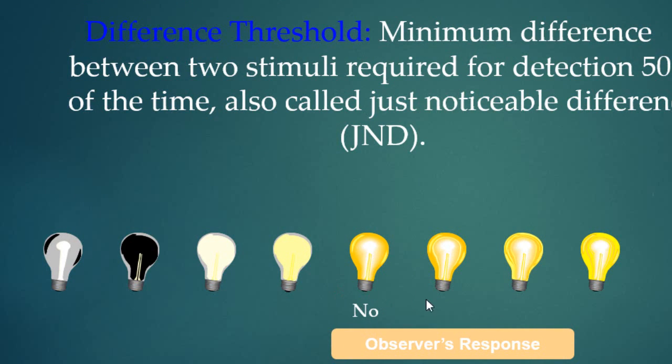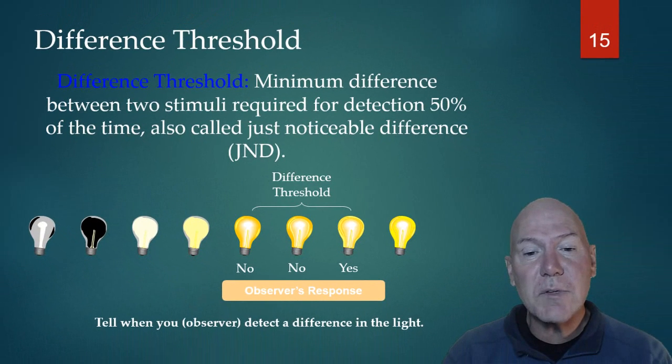So the subject says, no, I can't tell there's a difference. No, I can't tell a difference on the next one. And yes, finally I can tell a difference. With this observer's response, what we have here is a difference threshold. It means how much more of that energy or stimulus needs to be produced for us to tell there's a difference in that stimulus. In this case, this is called a difference threshold, or the just noticeable difference. Okay, and we'll discuss the importance of these kinds of findings in class.